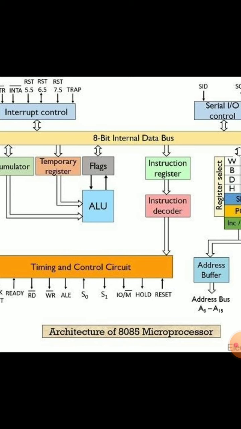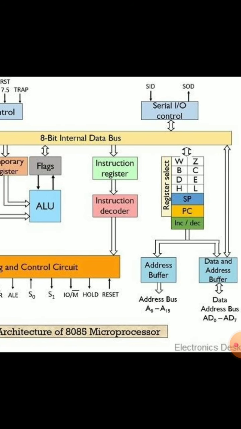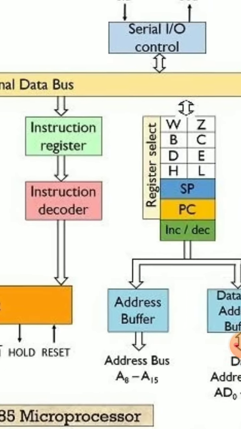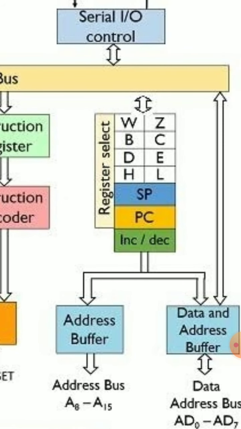Now this section is over, and now let's come to the register section. Here we have the WZ register, BCDEHL registers, and SP and PC registers, right? Now let us see one by one. What is the use of the W and Z registers? These W and Z registers are temporary data registers.